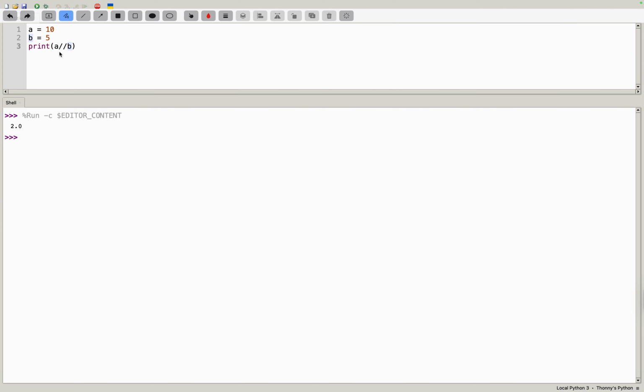See? This is integer division. The other one is float division. Single is float division, and now it'll give me 2. Look, see, there's no 0 there.